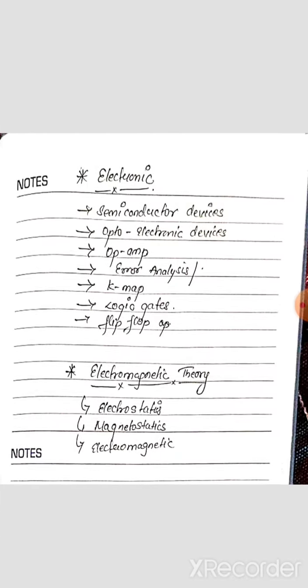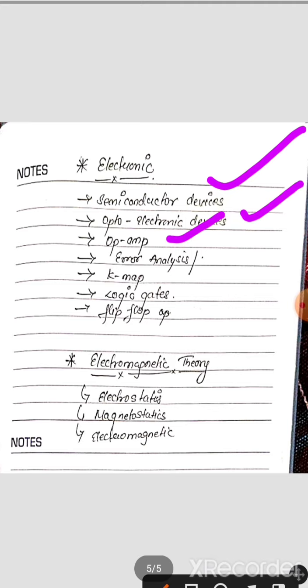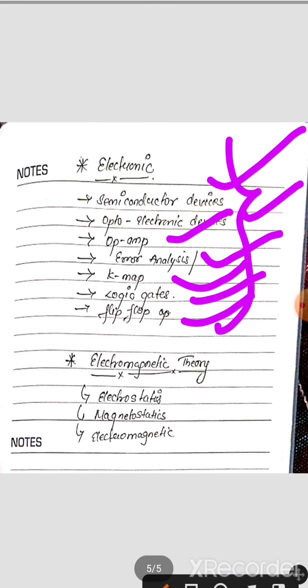Okay, next, coming back to electronics. In electronics, first of all, semiconductor devices, optoelectronic devices, what are the photodiode and all, those are the things that will be coming in optoelectronics. And op-amp, how to do error analysis, K-map, logic gates and flip-flops. Okay, this is also a vast thing, but it is easy to cover when you are aware of doing the things and learning those things. It's a bit easy compared to others.